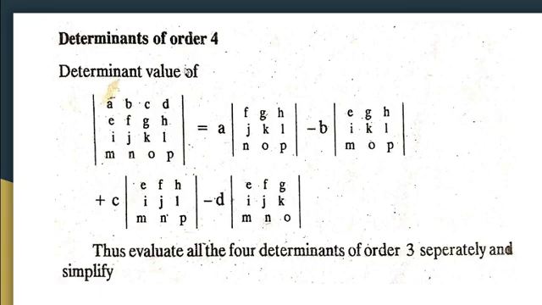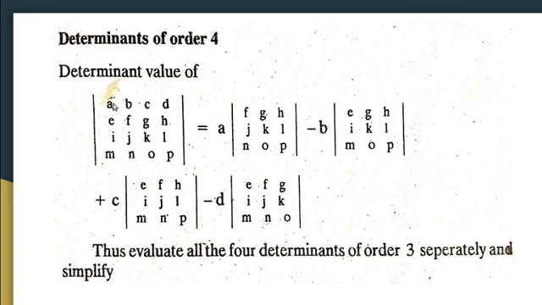Then here we have determination of a determinant value of a determinant having order 4. There are 4 rows and columns in this determinant. So how can we find out the value of this determinant?